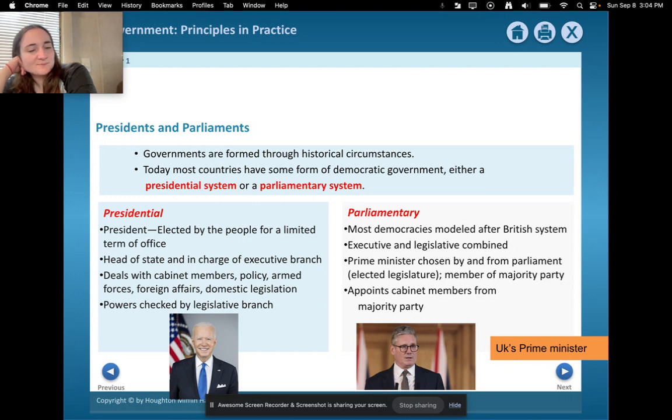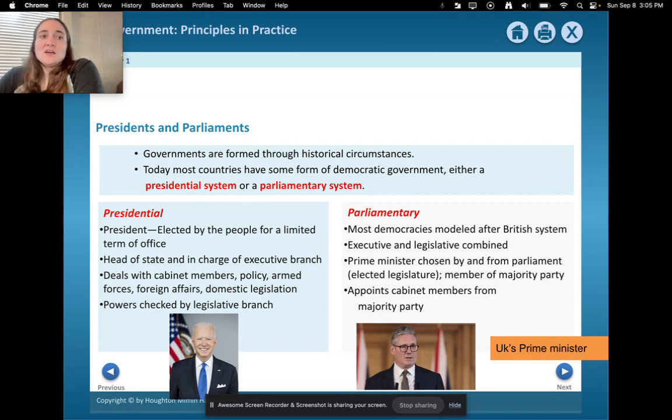which would be like Congress. And then with a parliamentary system, most democracies are modeled after the British system, so that's why I use them as an example. That's where the executive and the legislative branches are actually combined into one. They're not separate like we have here in the United States. And the prime minister is chosen by and from the parliament.